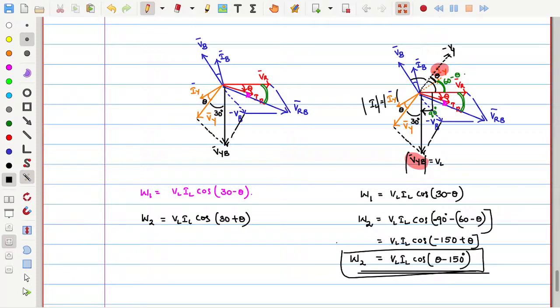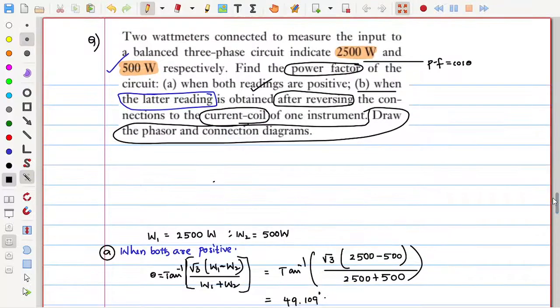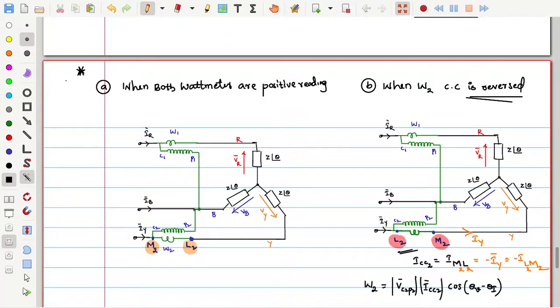So when current coil is reversed, see what kind of phasor diagram we got? What kind of reading we are getting? The reading whatever we get here will become negative of this reading, definitely. You can cross verify if you want, by taking some data. So these are the important concepts for case B, when W2 current coil is reversed. For this case, what we had done? We had drawn the phasor diagram and connection diagram for both cases A and B. This is very important. Carefully focus on this problem.